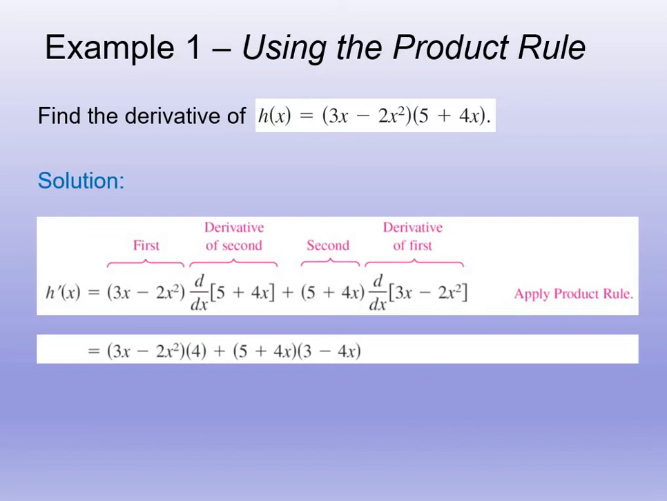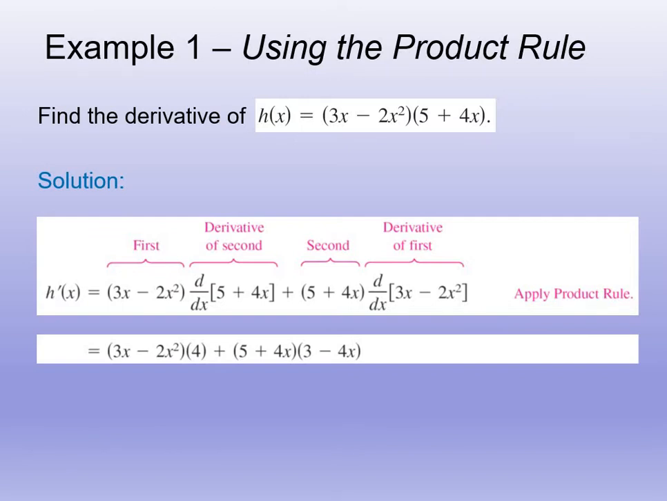The derivative of 5 is 0. The derivative of 4x is 4, so we're just multiplying by 4 there. Plus the second term, 5 plus 4x, times the derivative of the last term, right? The derivative of 3x is 3, and the derivative of 2x squared is 4x, so it's 3 minus 4x.